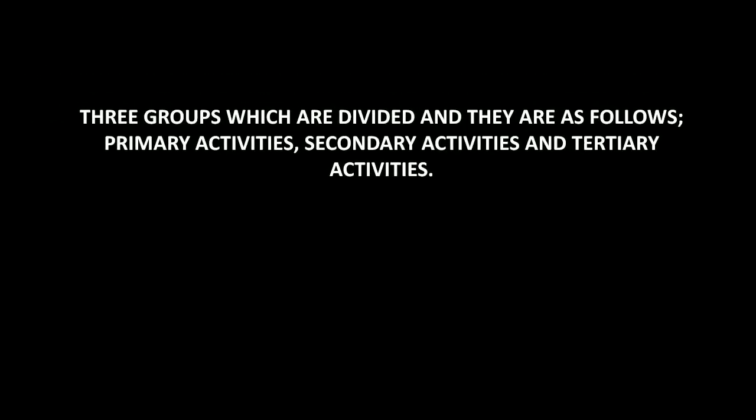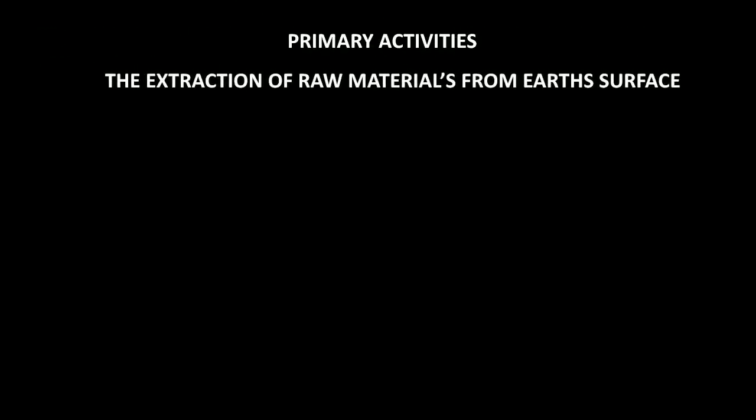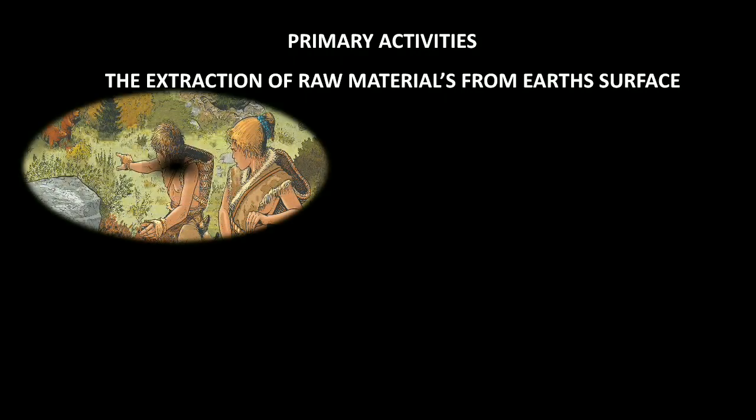Now we'll be talking about the three economic activities which are practiced by human beings: primary activities, secondary activities, and tertiary activities. We'll look into them one by one. The first is the primary activities, which is the extraction of raw material from the Earth's surface. Anything which is there on the Earth's surface and we make use of it comes under primary activities. Number one, for example, hunting.